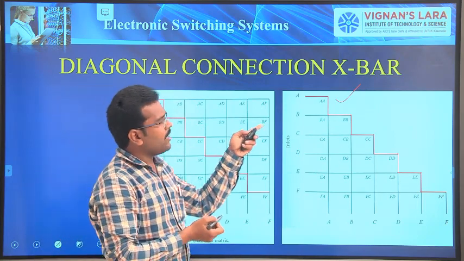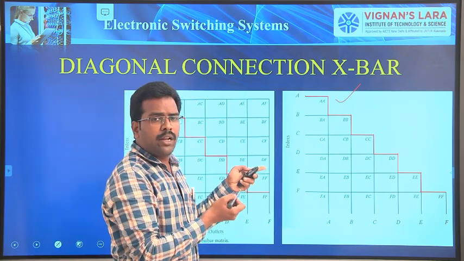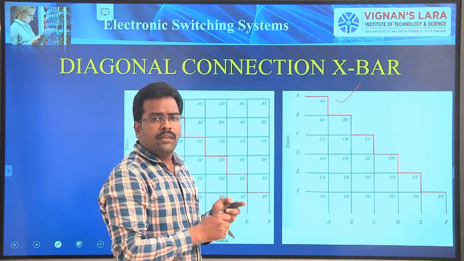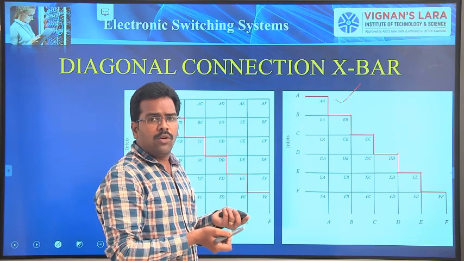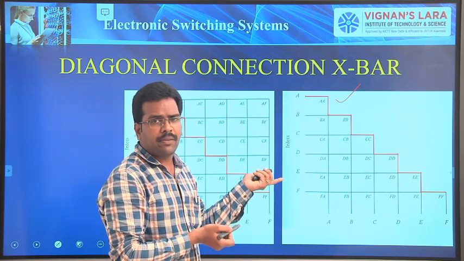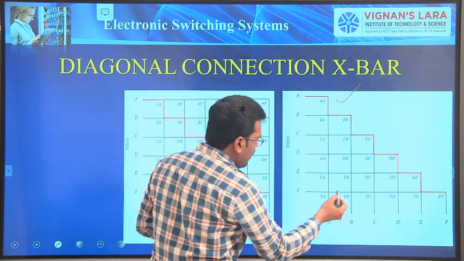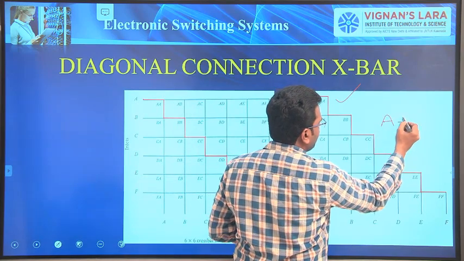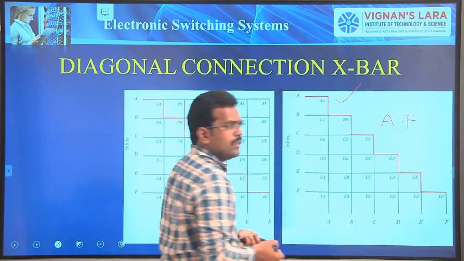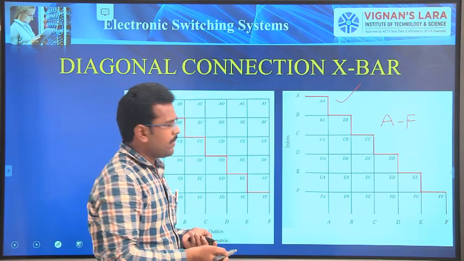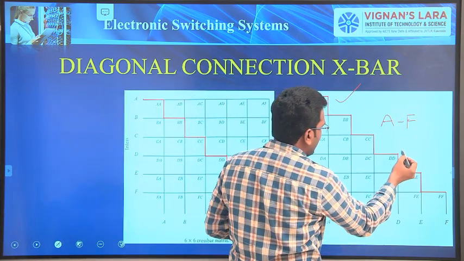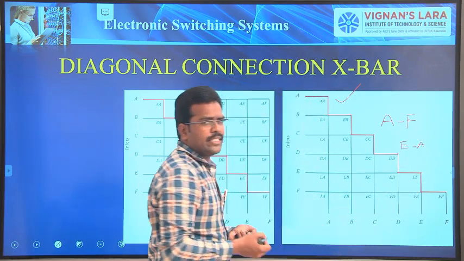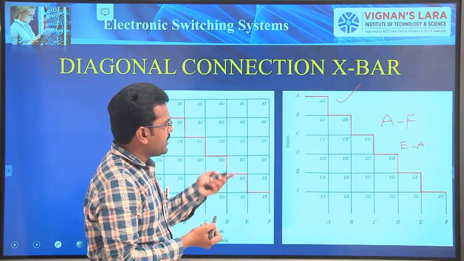So in case of diagonal crossbar connection, what is the sequence you have to follow? In case of diagonal connection, the sequence of energizing will follow based upon the geometry. For example, I want to establish a connection between A to F. In that case, we have to follow one sequence. Or if you want to establish a connection between E to A, you have to follow another sequence. Now let us check here once.